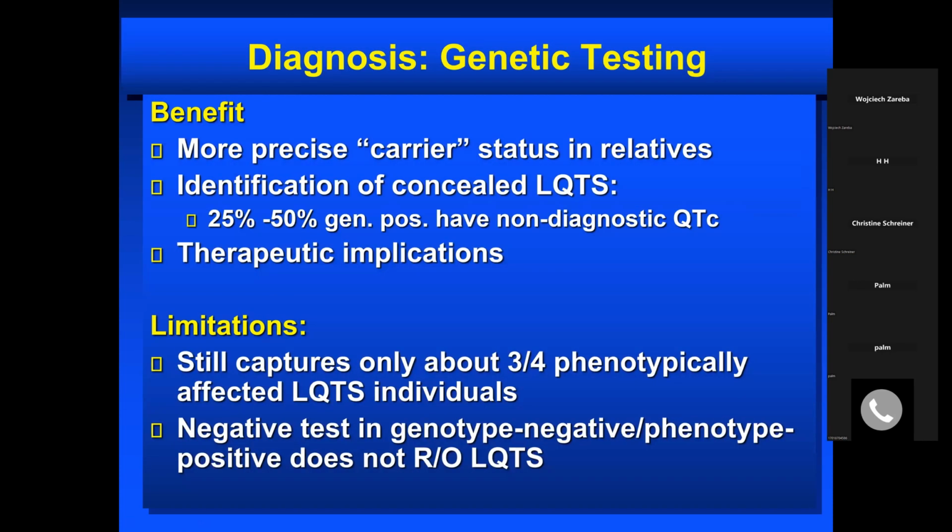But we've advanced beyond that, and today, genetic testing allows us to identify even carriers of long-QT syndrome, even about 25 to 50% of the patients in which QTc appears to be normal, but they still have a pathologic mutation. And this has therapeutic implications. On the other hand, we have to remember that about 1/4 of the patients who undergo genetic testing may still have long-QT syndrome, even though they are genetically negative. So we have to remember that there are some limitations to genetic testing.